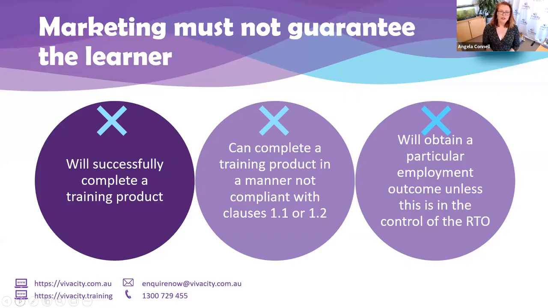No marketing can guarantee that the student will successfully complete the training, because we don't know. They need to complete a range of assessments first before you can determine whether they're competent within the unit or competencies or the training product. Can complete the training product in a way that's not compliant with the training and assessment requirements. So what's outlined within your training and assessment strategies, and it's very clear that your training matches your training and assessment strategies, including your delivery and assessment plans, and will obtain a particular employment outcome. You can't guarantee an employment outcome. If you have statistics that demonstrate your outcomes, then you can use your statistics, but you cannot guarantee employment opportunities following completion of the training.